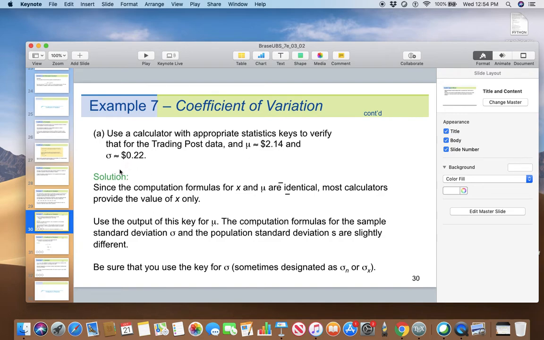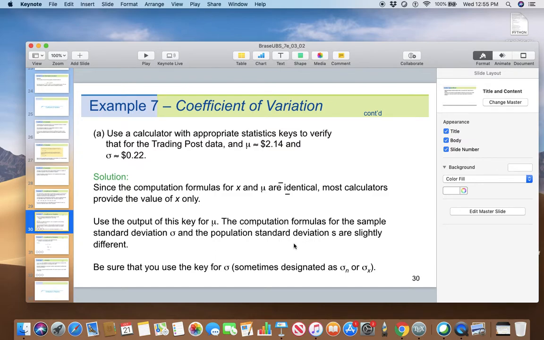All right. Now, since the computation formulas for X bar and mu are identical, most calculators provide the value of X bar only. Use the output of this key for mu. So basically, if you are using a calculator, X bar typically means mu in a population. X bar actually stands for a sample, but most computation formulas involve X bar, so calculators only offer X bar.